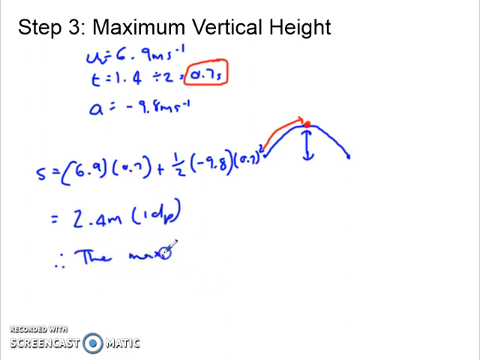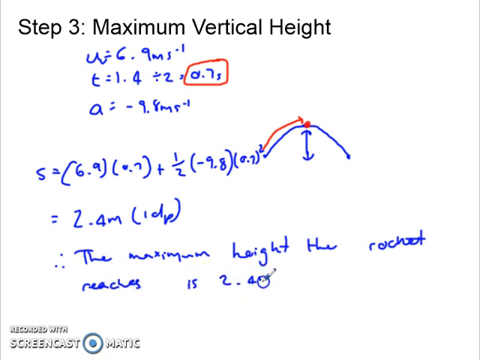So the maximum height the rocket reaches is 2.4 meters. And I do want to double check if it sounds right, because we always do this.